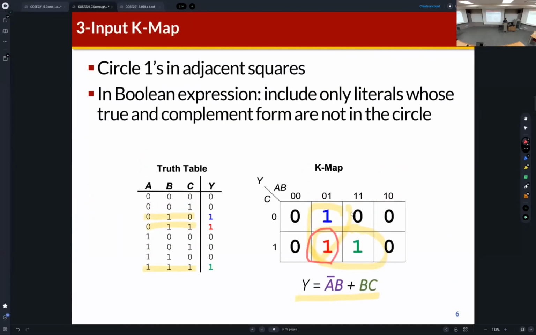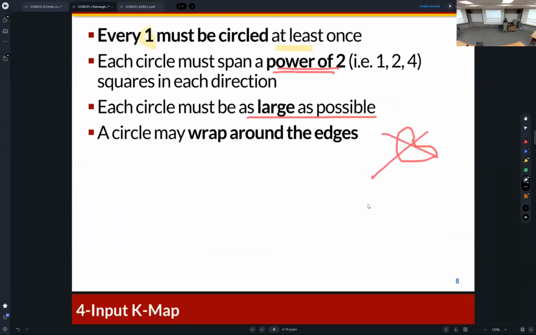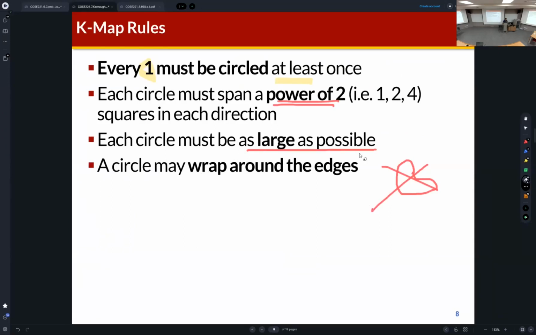If this value is 1, then we can make a large circle like this. Okay, it is okay, but it's not optimized. If we group the ones like this, then it is also possible, but it's not optimized. So if this is 1, then we can use the largest circle like this. So each circle must be as large as possible. And then this is also important.